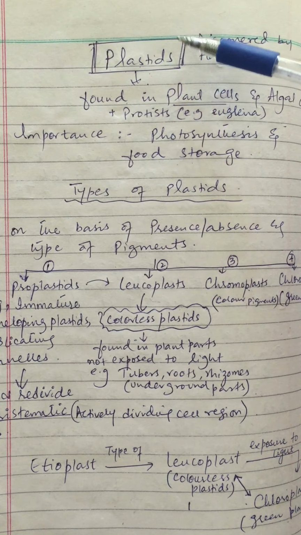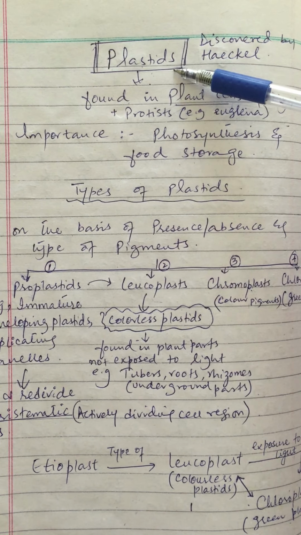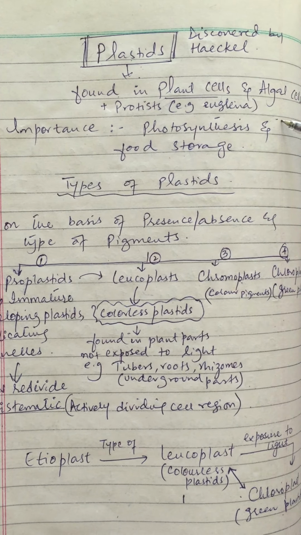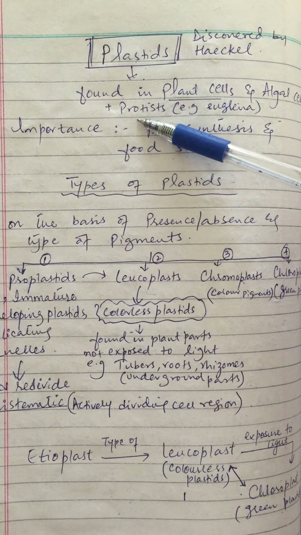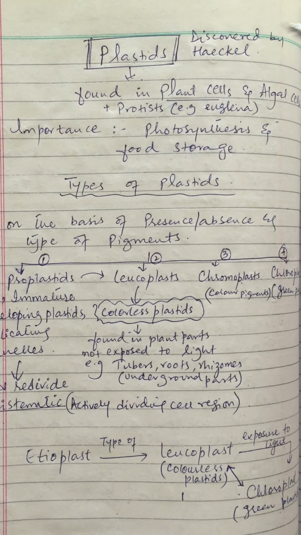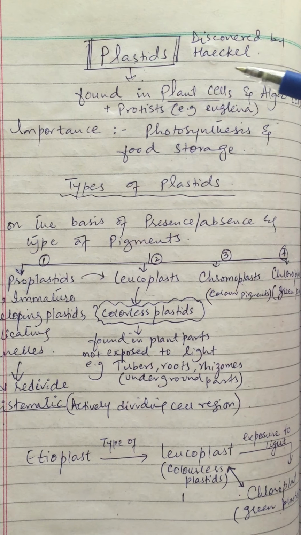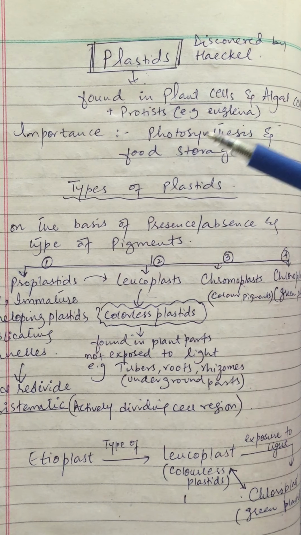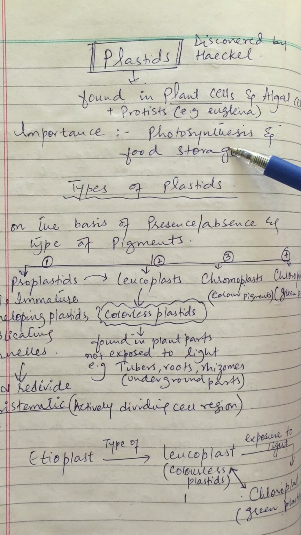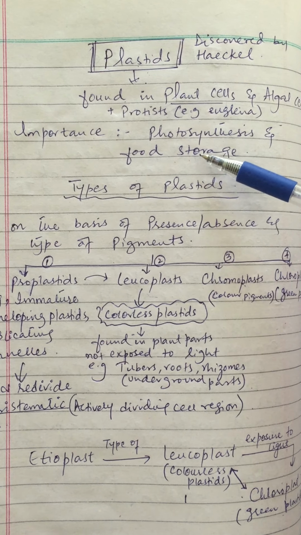Plastids. What are plastids? Plastids are one of the most important cellular organelles found in plant cells and algal cells. Along with these, they are also found in some protists, for example, Euglena. Plastids were discovered by Haeckel. And what is their importance? They play an important role in the process of photosynthesis and are also involved in food storage.